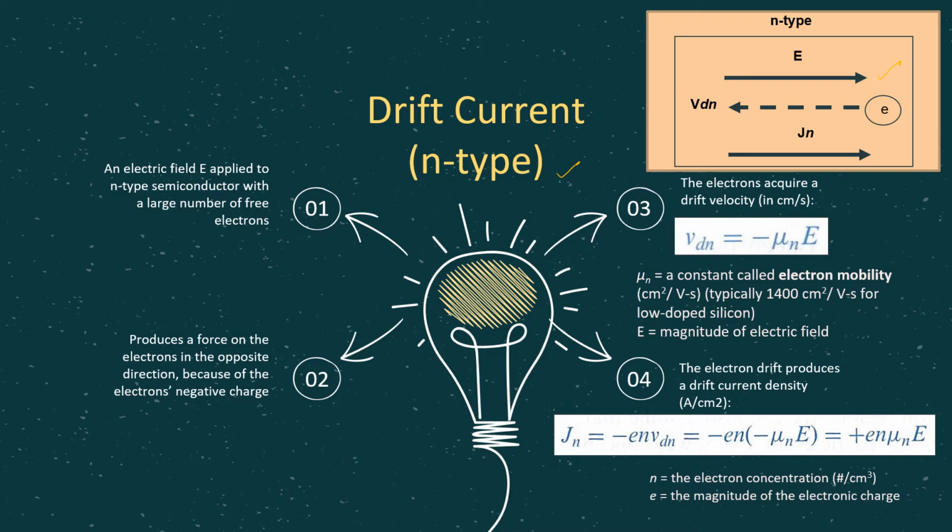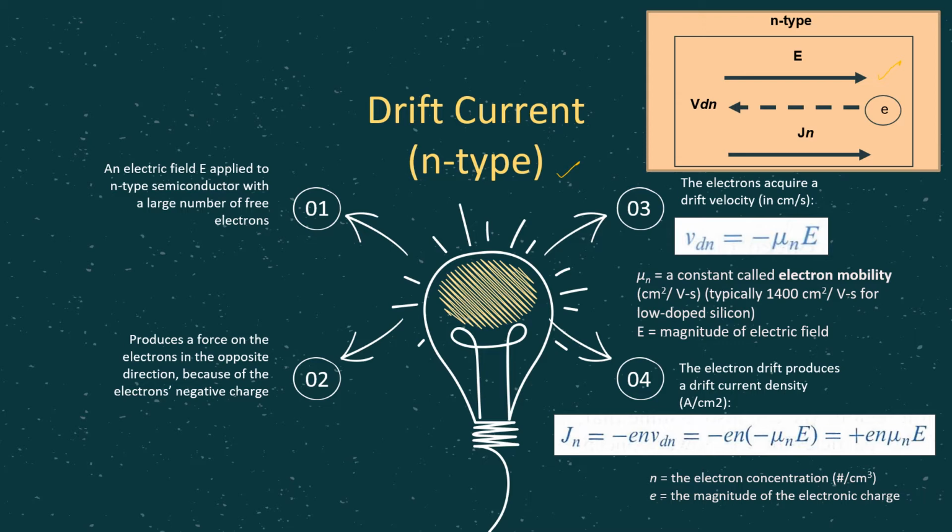Then another thing that you need to know, once electrons are moving, they acquire a drift velocity, which is given by this formula: v_dn equals minus mu_n times E. Minus refers to the opposite direction of the flow of electrons. So mu_n is the electron mobility and E is the magnitude of the electric field.